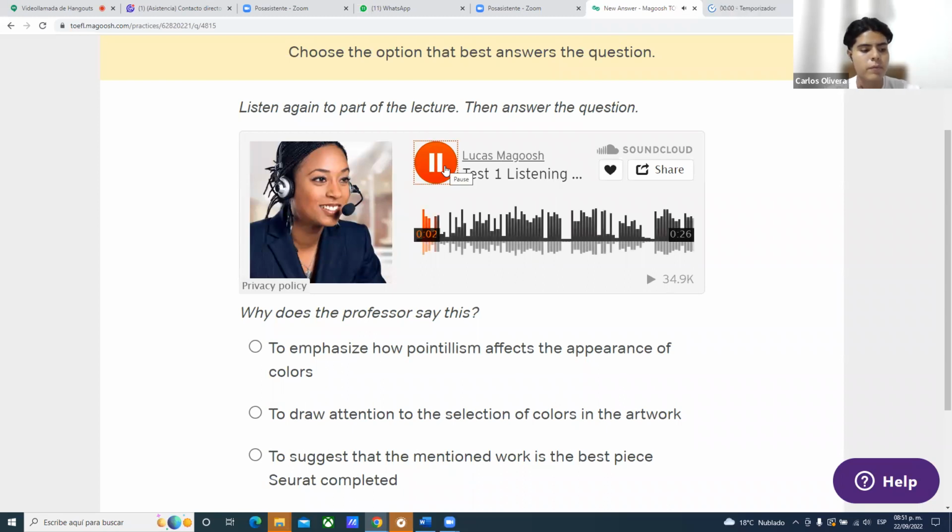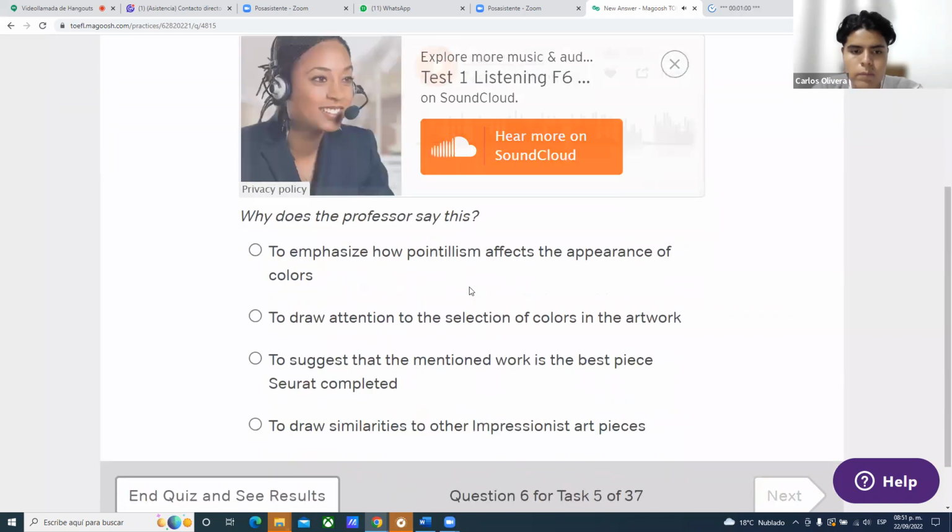Listen again to part of the lecture, then answer the question. One of the most famous works using this technique is Sunday Afternoon on the Island of La Grande Jatte by Georges Seurat. Notice how vivid and vibrant the colors in this picture are. Why does the professor say this? Notice how vivid and vibrant the colors in this picture are.